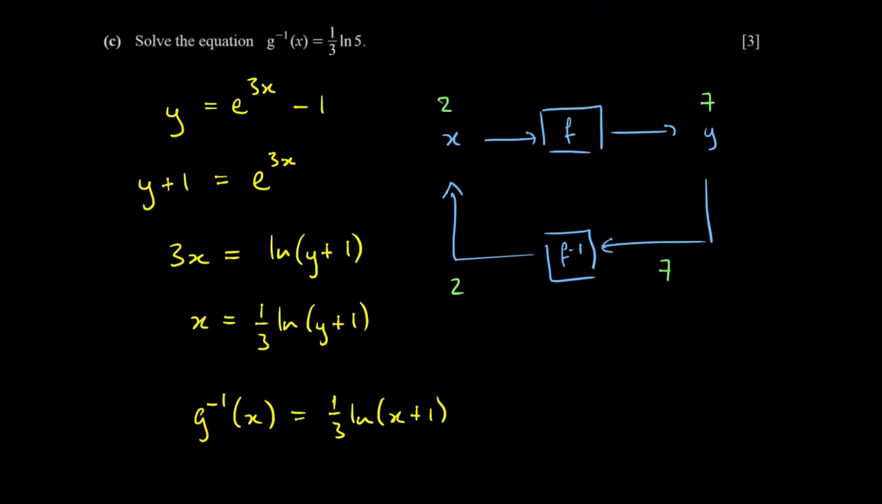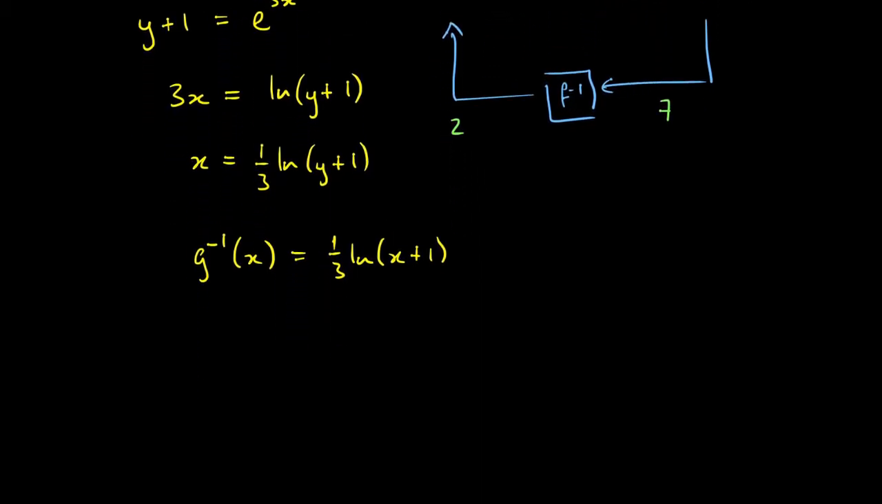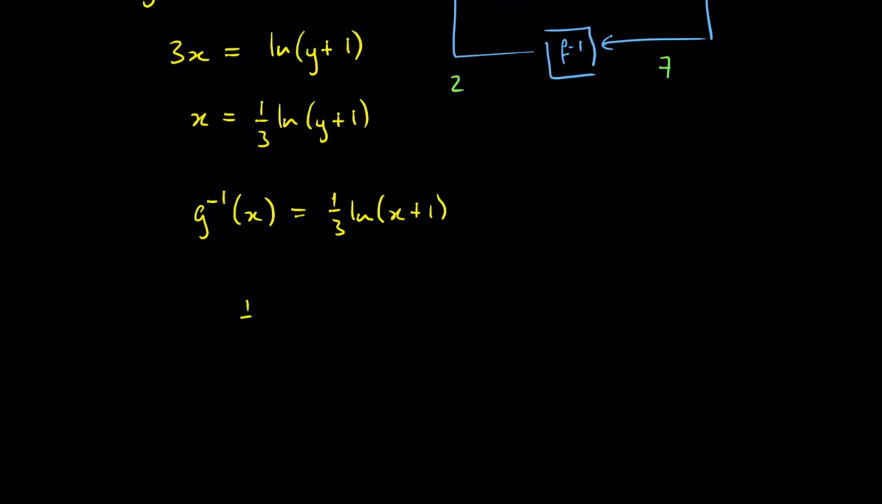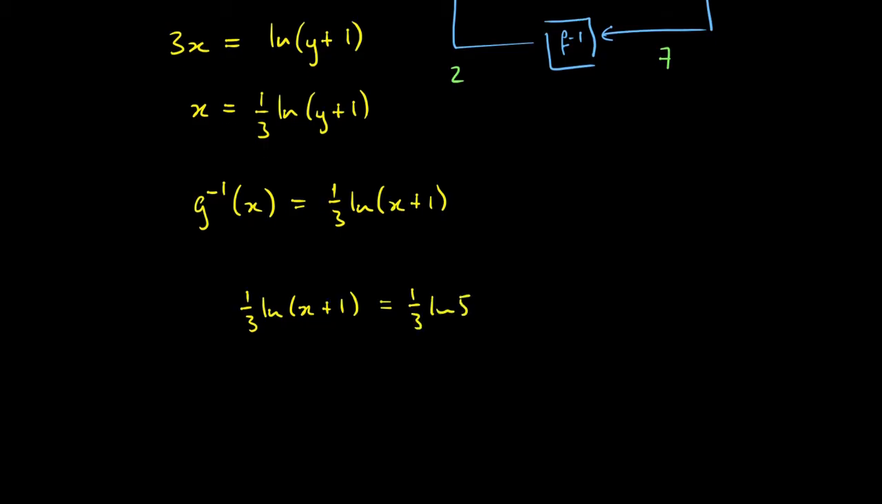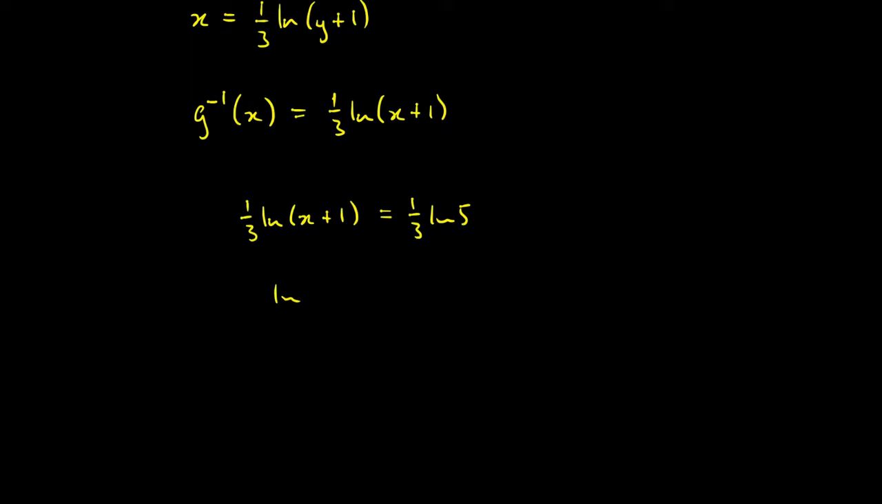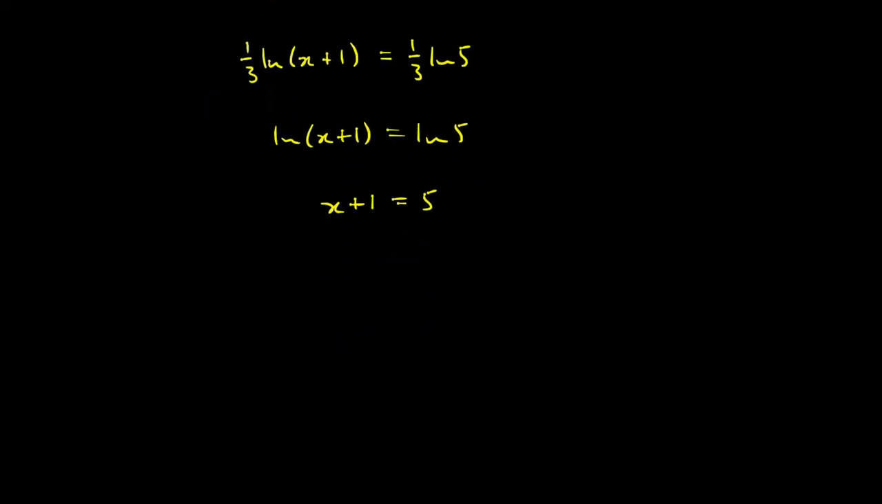Okay, then what we want to do is set this equal to a third ln 5. So a third ln(x + 1) is equal to a third ln 5, which if that's the case, then ln(x + 1) is just the same thing as ln 5. And that means that x + 1 is equal to 5, which means that x is equal to 4. And that will be our answer.